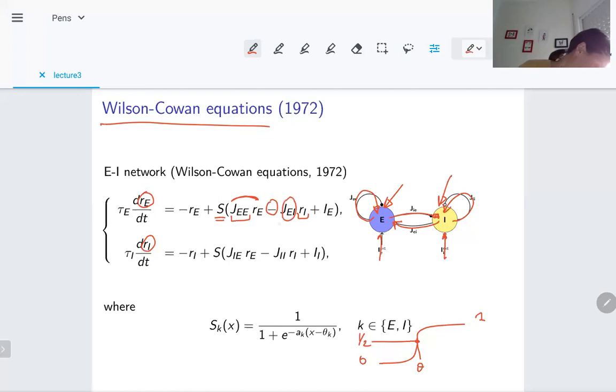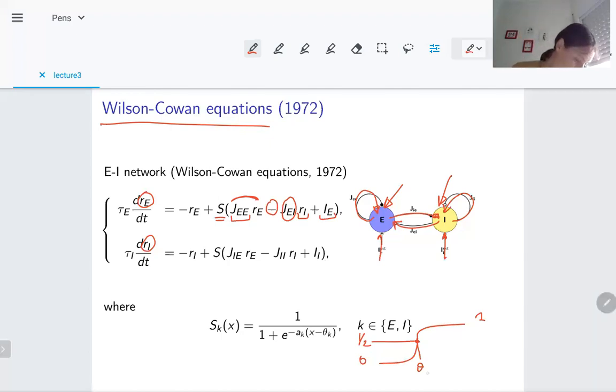And again, this is a parameter, okay, and it controls how strong this connection is. And finally there is the external input, which might be constant or time dependent. So there are many ways to play with this. This is the total input that this excitatory population receives.